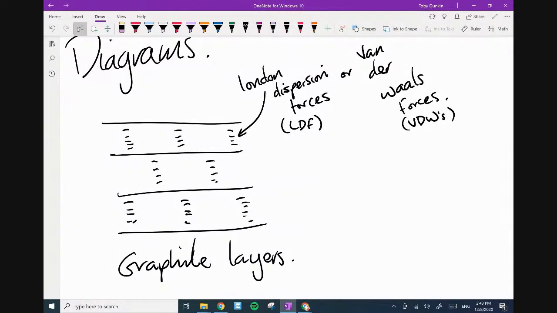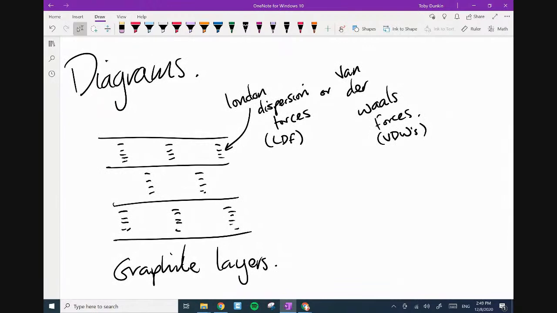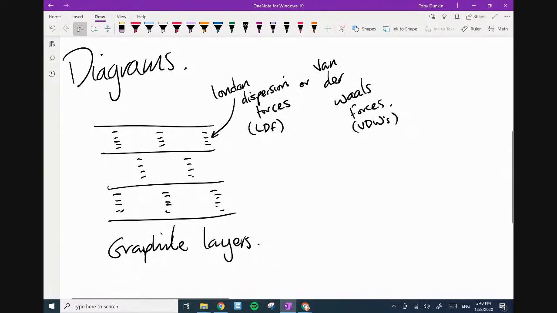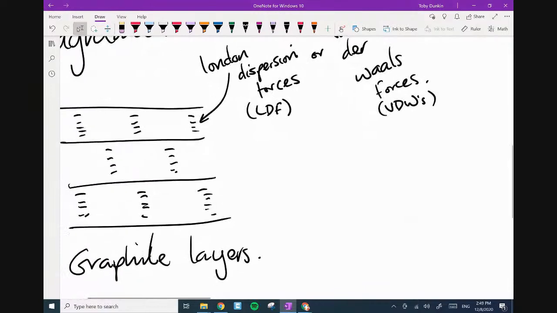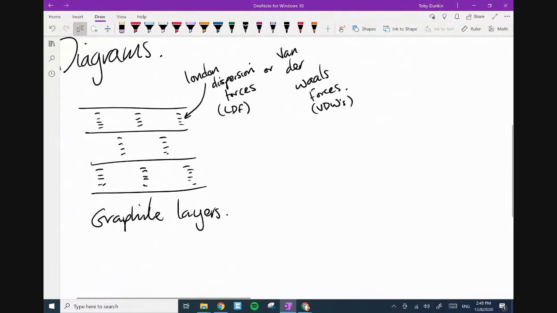So, and this is the bit where I said to you guys, you've just got to have a bit of faith in me here. You guys just have to learn that between the layers, there are London dispersion forces, or there are van der Waals forces. You just have to be able to quote this. The next image you need to learn is this one.